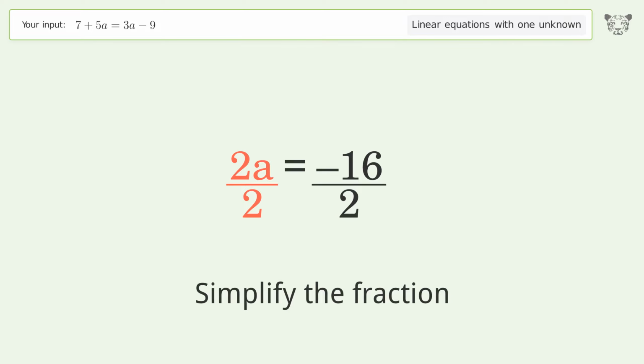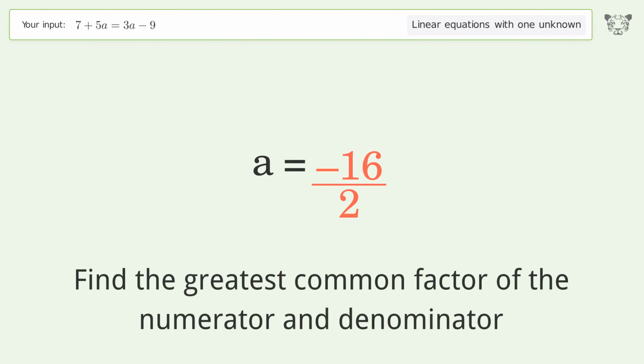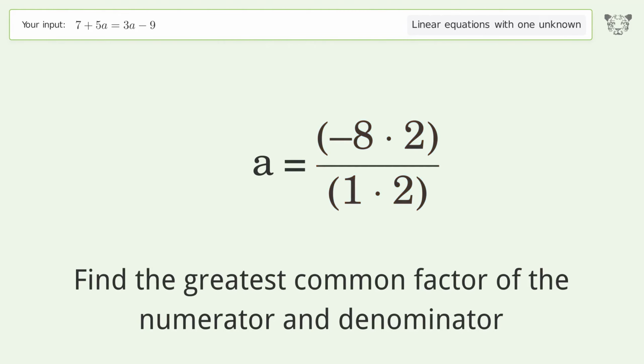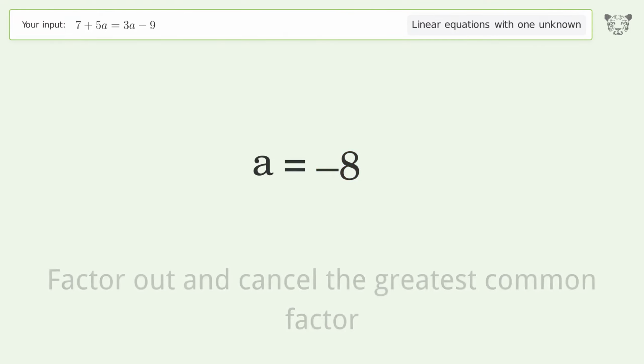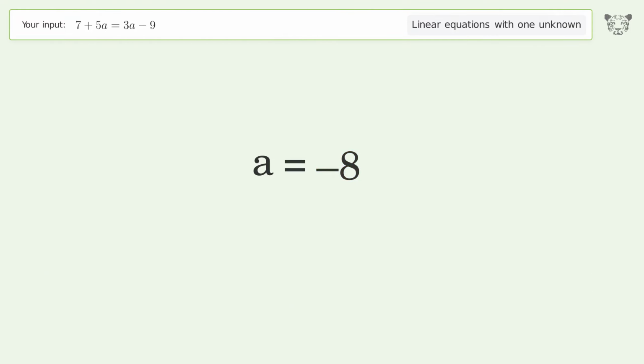Simplify the fraction. Find the greatest common factor of the numerator and denominator. Factor out and cancel the greatest common factor. And so the final result is a equals -8.